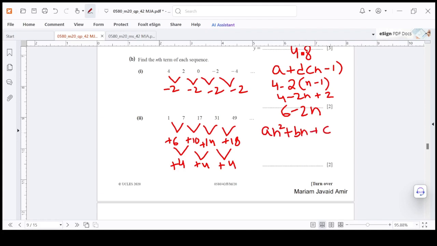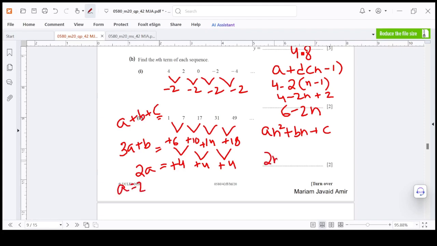And how do you find the values of a, b, and c? Remember that this is always equal to 2a, this is always equal to 3a plus b, and the top one is always equal to a plus b plus c. So this gives a equals 2. That means it should be 2n squared. Now find b. For b, this would be 2, so we get 3 times 2, which is 6. 6 plus b is equal to 6, so b is equal to 0. So this term just gets eliminated.